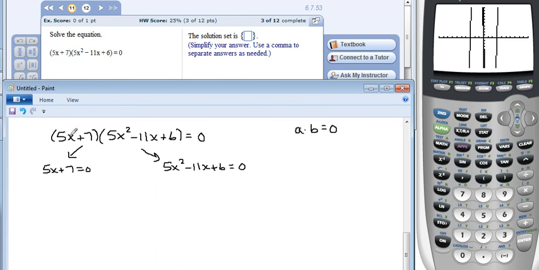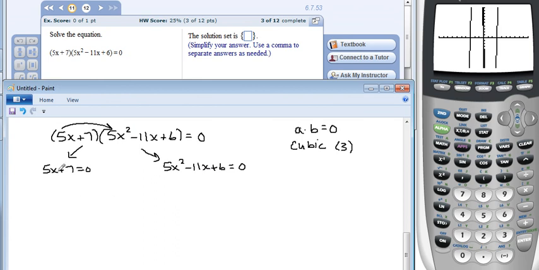Now if I was to multiply this out, my first term that I would get would be 25x cubed. That would be my highest power. Therefore, this thing is a cubic. So how many solutions am I looking for? Up to 3. I'm going to get 1 through here because it's linear, and I'm going to get 2 through this one because it's quadratic. Therefore, there's my 3 solutions.